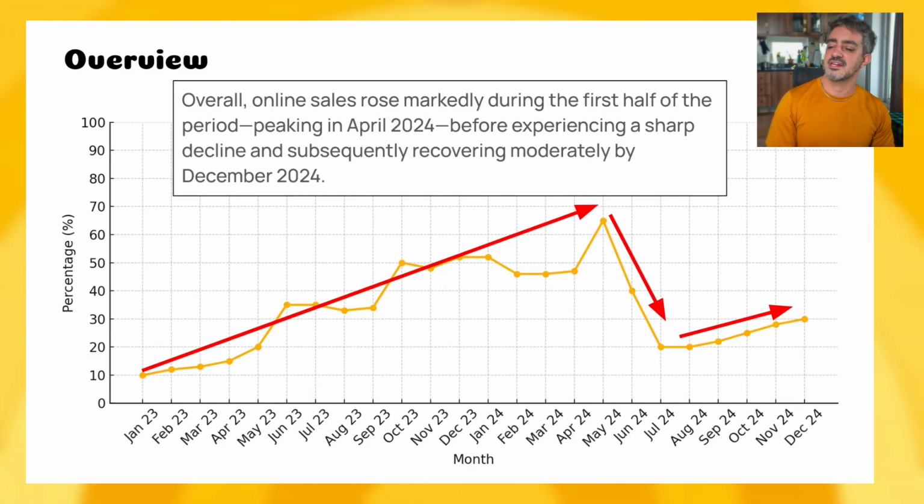So here's an example. Overall, online sales rose markedly during the first half of the period, peaking in April 2024, before experiencing a sharp decline and subsequently recovering moderately by December 2024, okay? We see that it recovered, and we can say the word recovered because sales are overall higher.